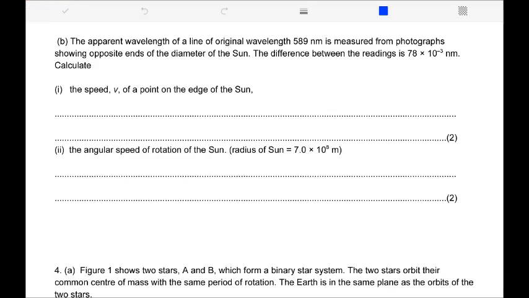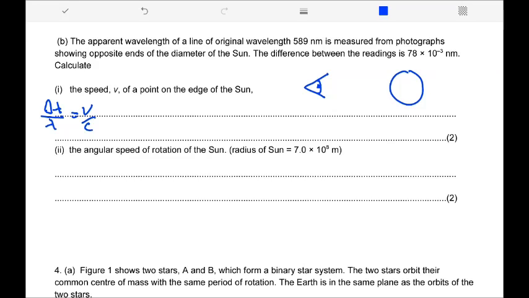So, again, delta lambda over lambda equals V over C is the equation we're going to use. But what are we going to use for the change in wavelength? Well, think of what the question has told us. We are observing the sun. Here's our eye, observing the sun.